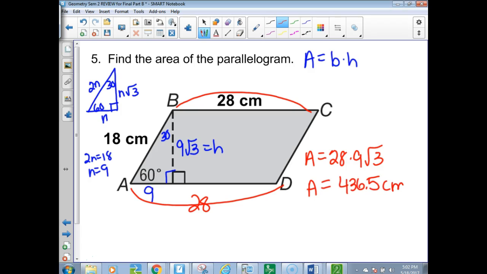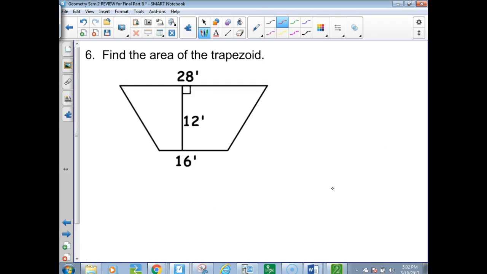And that would be in square centimeters because it's an area. We've been doing volume lately, and we've got to go back now and remember area is square units where volume is cubic. Don't forget, length is linear.